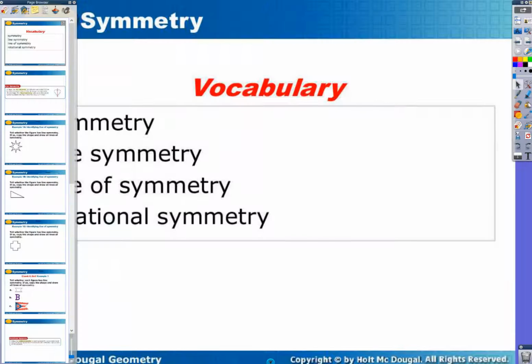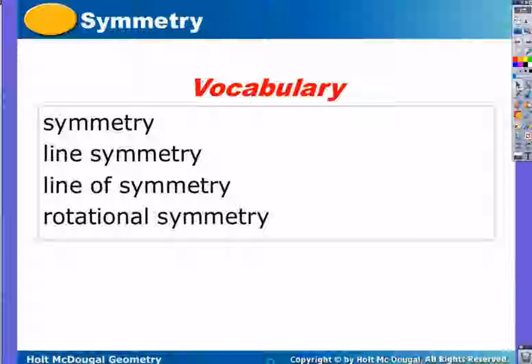It'll kind of be like a review of transformations almost, because it's just doing more than one transformation at a time, but it'll kind of be like a natural review of rotations, reflections, stuff like that.